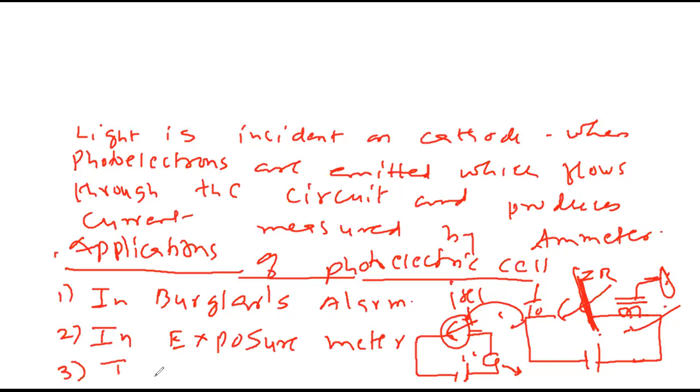Third, it is used in lux meter. Lux meter is the device used to find the intensity of light, mostly on a cricket playground. Sometimes in a test match there is no floodlight used. They have to play the match in sunlight. So in case light is not predominant enough to observe the ball, then the match can be abandoned. The umpire takes the decision by using this lux meter. These are its three applications: burglar's alarm, exposure meter, lux meter.